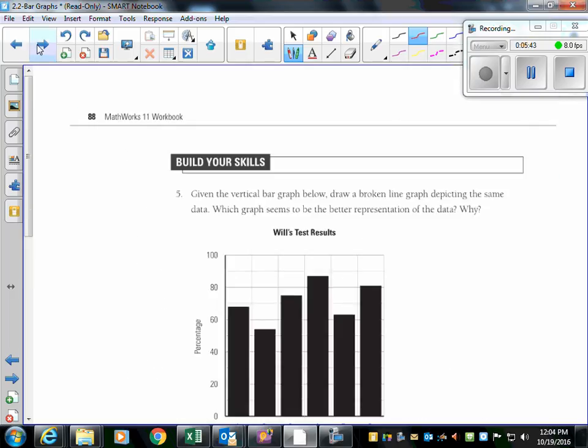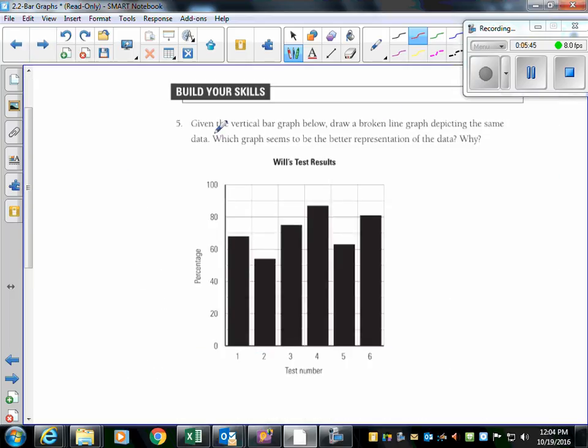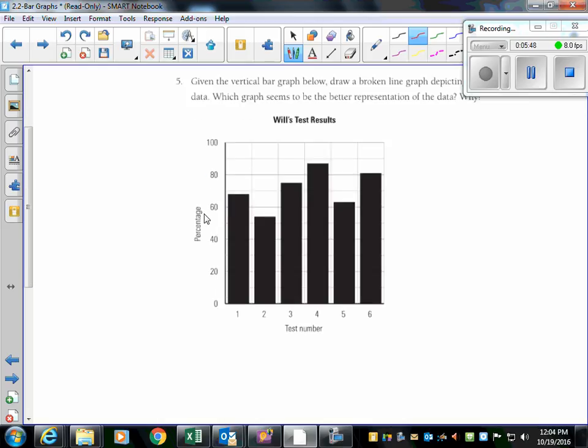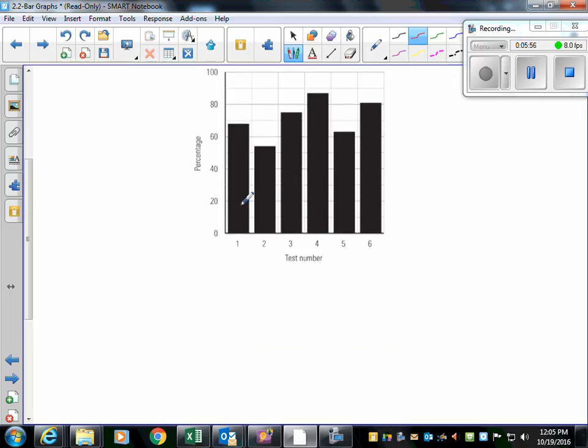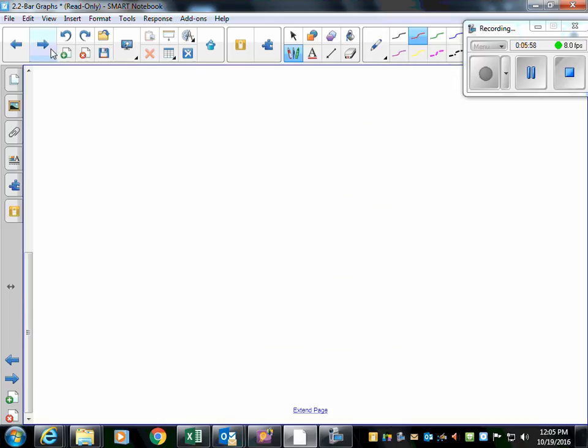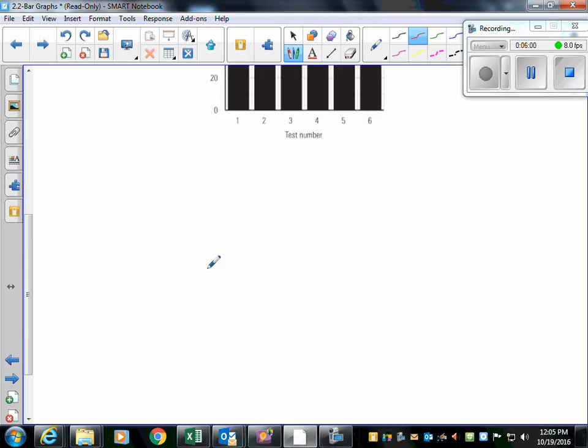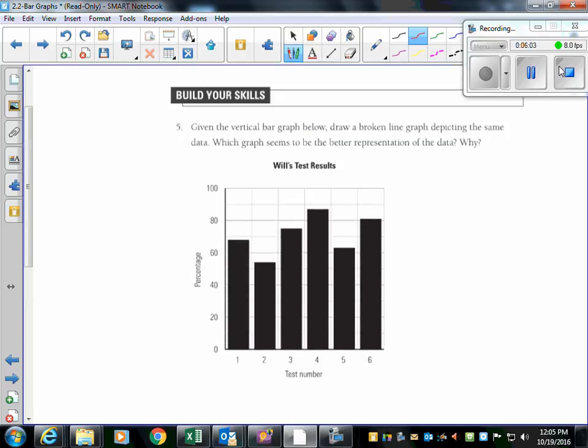Okay, so try and see if you can use your ability to draw vertical bar graphs, horizontal bar graphs, as well as broken line graphs. Okay, good luck. Please finish your build your skills section.